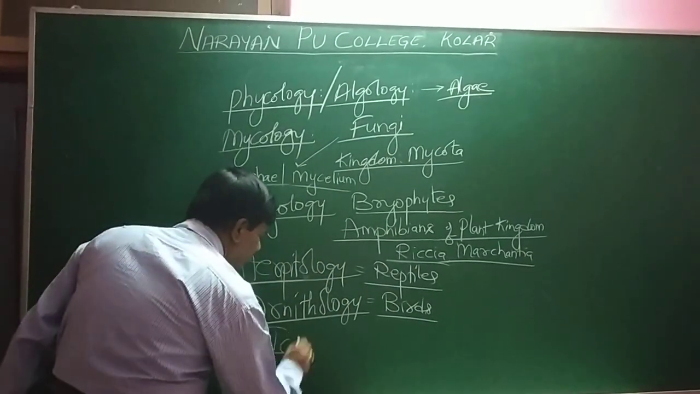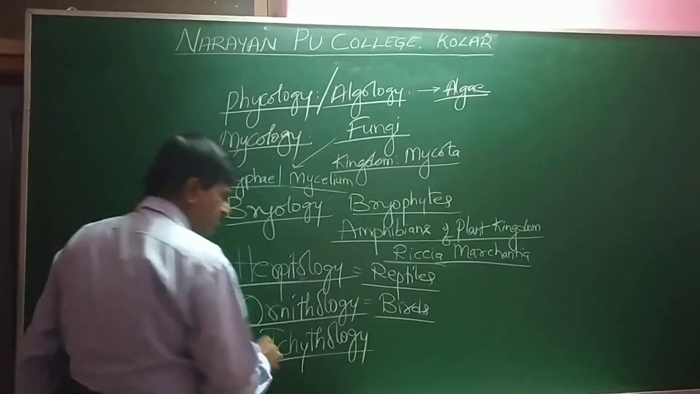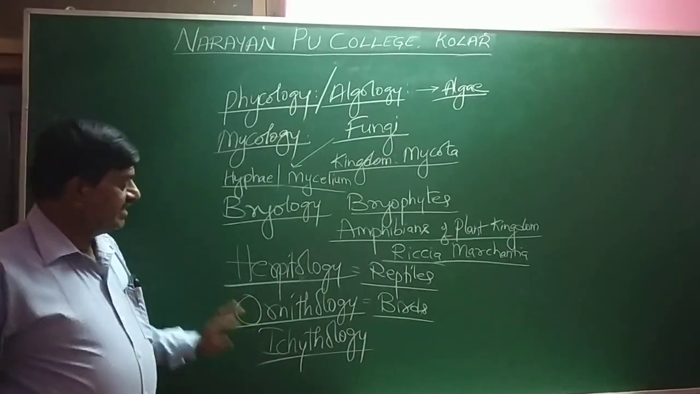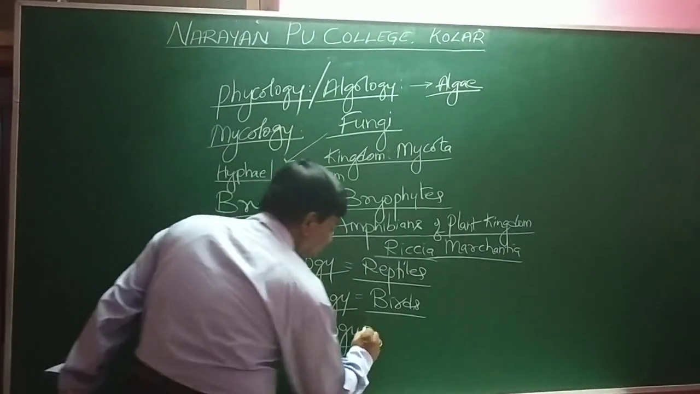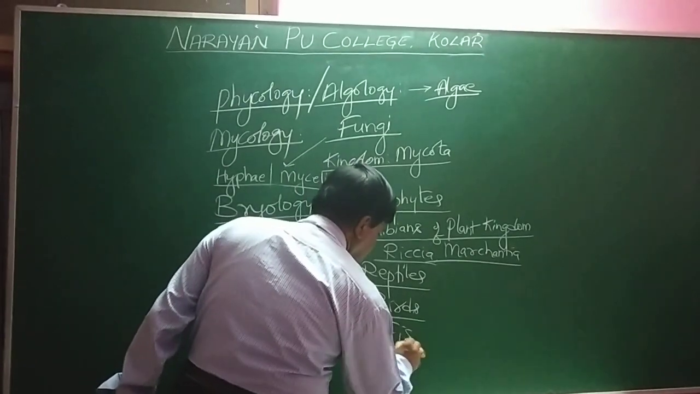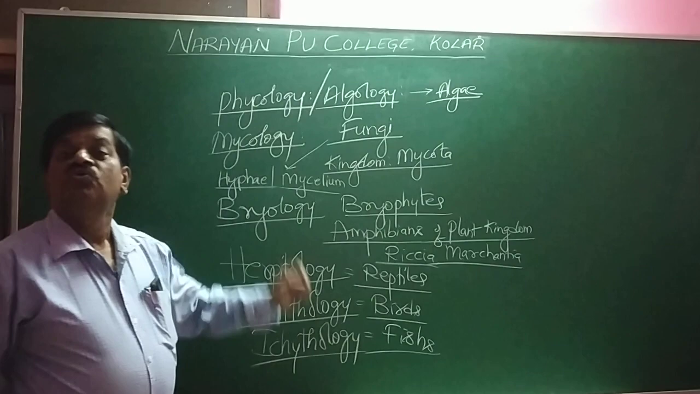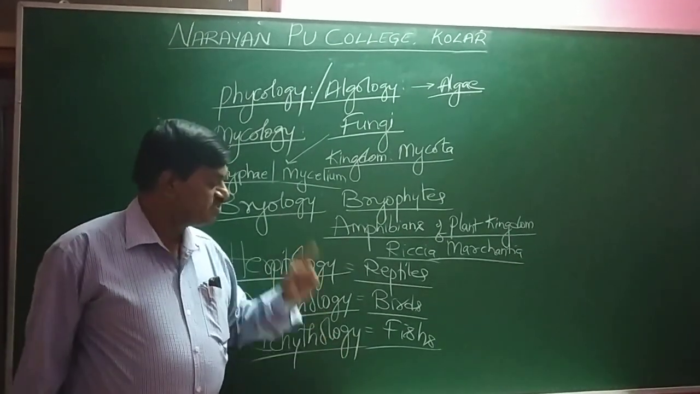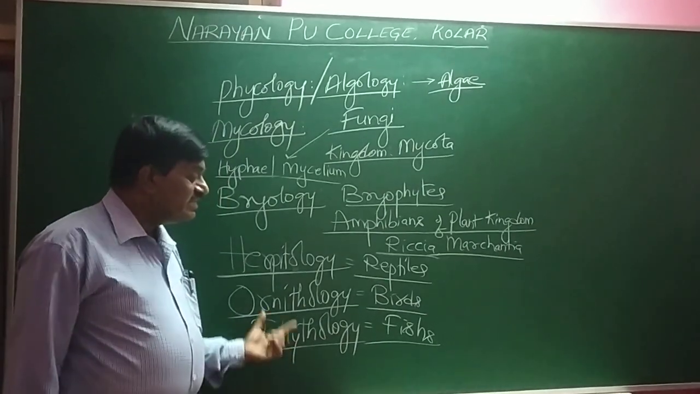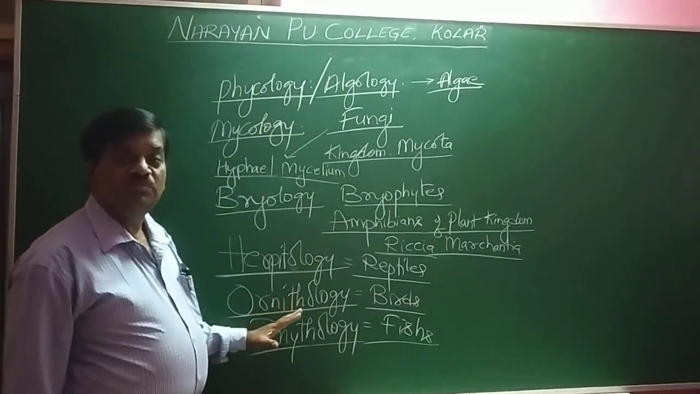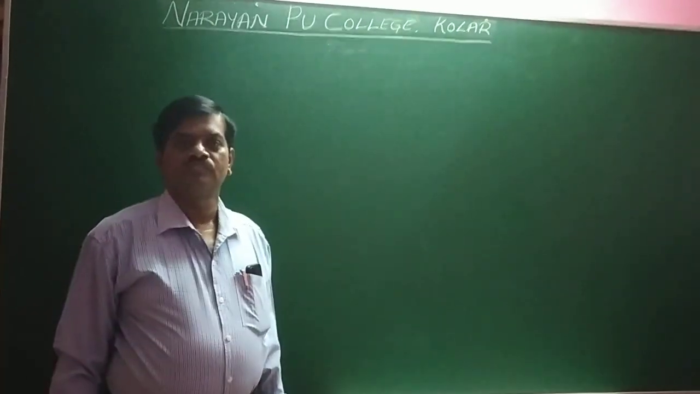Next, Ichthyology. Ichthyology, again, is a branch of zoology. It deals with the study of fishes. Growing of fishes comes under fishing, but here the study of fishes is called ichthyology. So these are some of the branches. We'll go for the next branches.